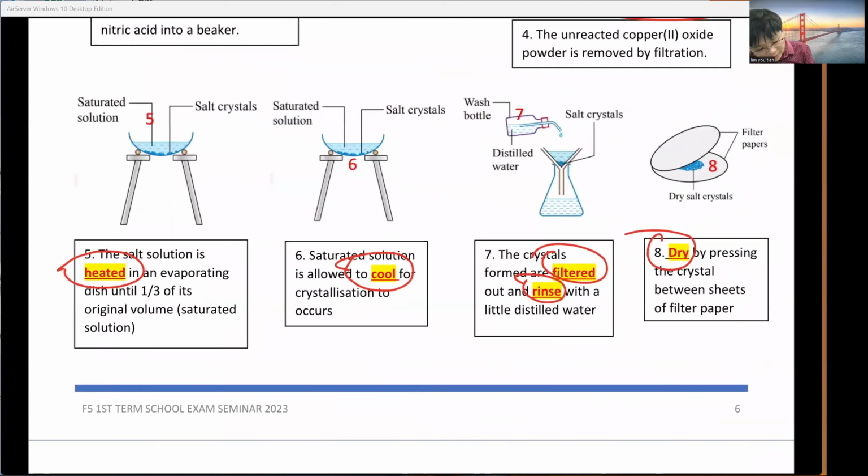So how to remember these 5 steps? Last time I taught you before. Heat is like hippo. Then cool is like can. Filter, dry, really, rinse, dangerous. Dry.